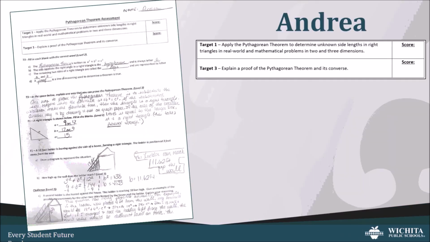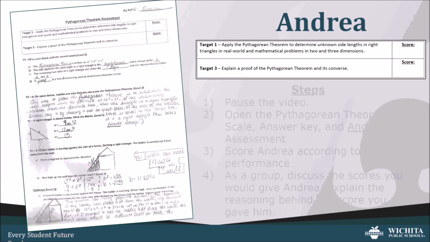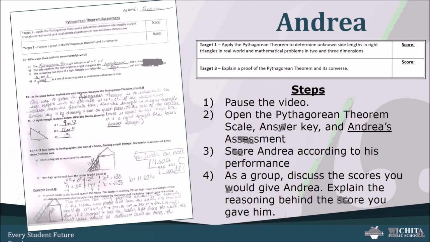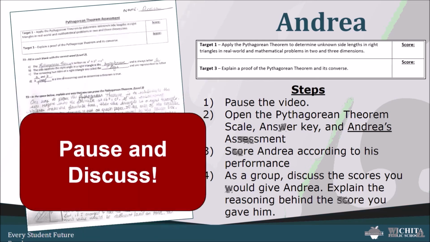Now it's time to score our final student. That's Andrea. We're going to stick with the same procedures. Go ahead and pause the video here in a second. Get Andrea's assessment in front of you. Score her performance individually first. Then as a group, go back and discuss your scores, again, focusing on the reasoning behind the score you would give her. Go ahead and pause and work.